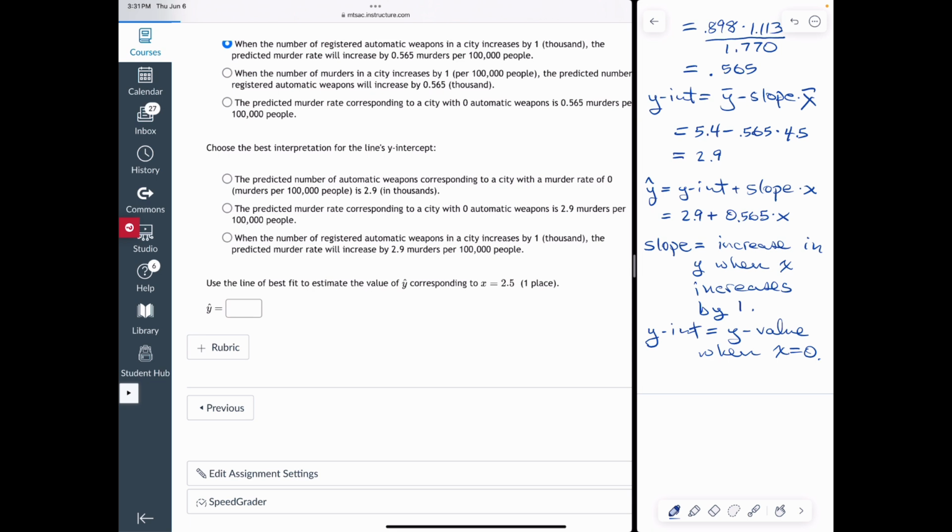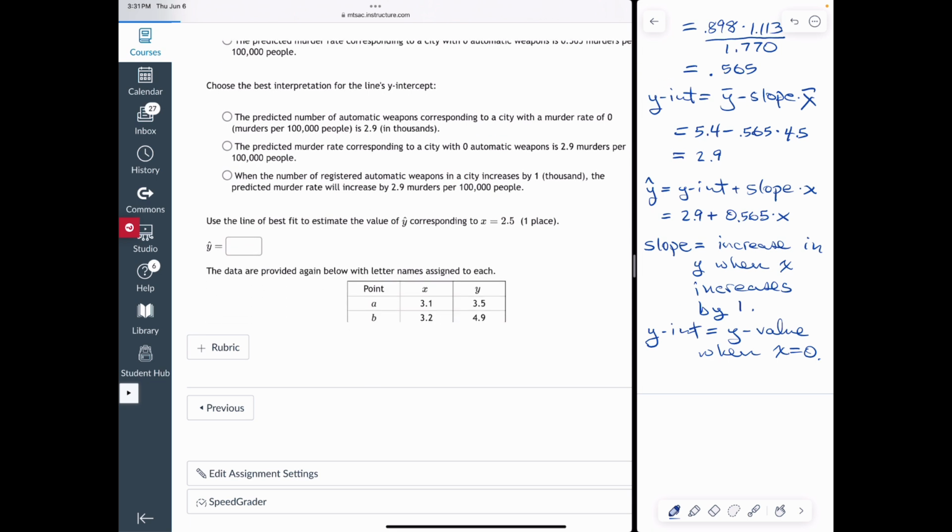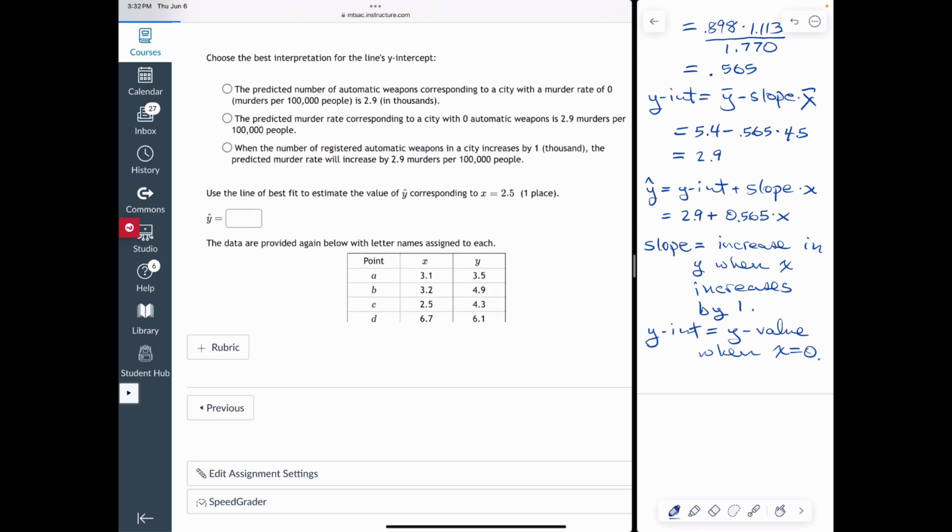Okay, so in the context of this problem, x is the number of automatic weapons. So if there's no registered automatic weapons in a city, then x would be 0. And the y-intercept would be the y that goes along with that. That would be the murder rate. So the y-intercept would be the murder rate for a city that has 0 automatic weapons. If you look at the choices here, the second choice, predicted murder rate corresponding to a city with 0 automatic weapons is 2.9 murders per 100,000 people. That's exactly what I had said.